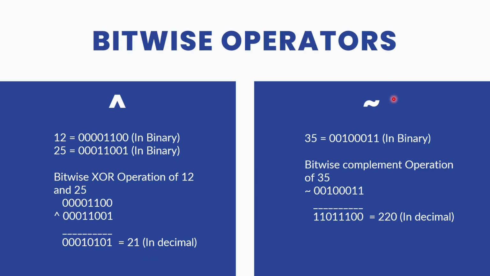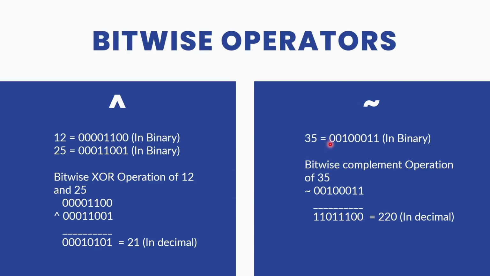Next, we have the bitwise complement operator. Bitwise complement operator is a unary operator, which means it works only on one operand. It changes 1 to 0 and 0 to 1. It is denoted by tilde.